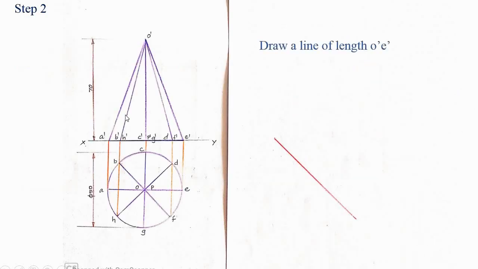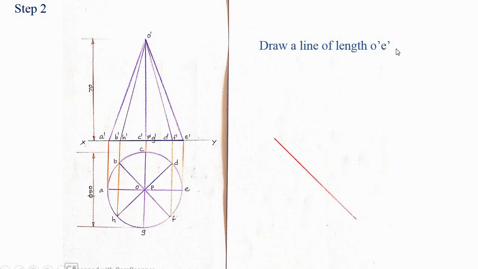Now step 2. Before starting to draw the development, you have to check whether any of the slant edges is a true length or not. So here OA and OE are parallel to the XY line. So correspondingly, in the front view, O dash E dash and O dash A dash will be true lines. So you take O dash E dash.